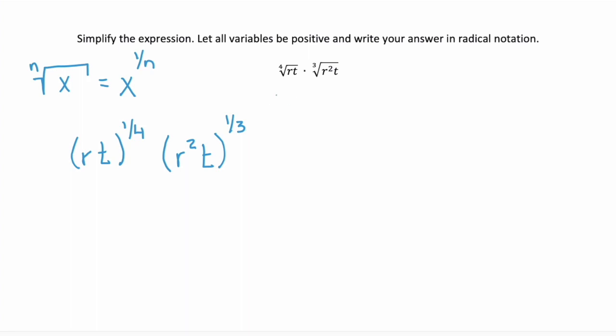Now we can use this power rule for exponents, which allows us to distribute this exponent to each of the terms inside, or each of those factors. So we have r to the power of 1/4, t to the power of 1/4. We have r squared to the power of 1/3 and t to the power of 1/3.